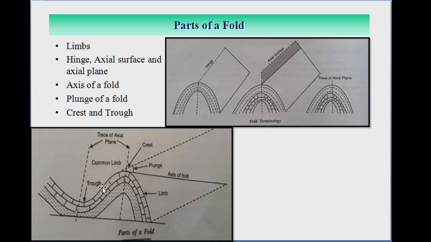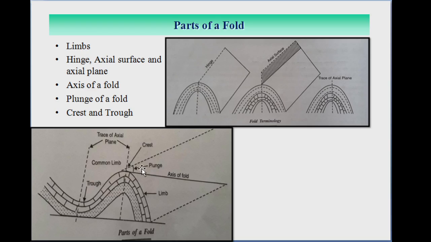Okay, the curve over here is at its maximum, and here one limb ends and the other limb starts from this point. So this point is called a hinge. The hinge is the point where the curvature is maximum, where one limb ends and the other limb starts. This is the point which is called a hinge point.